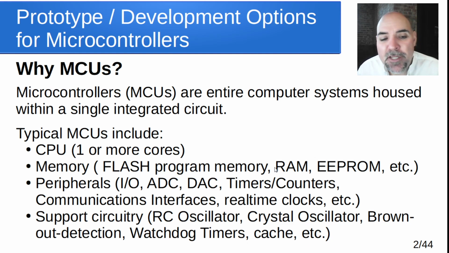Some of them have brownout detection, so as they start to lose power, they can detect that power is being lost and then save their settings or do something to put it in a safe state. And a lot of them have what are called Watchdog Timers. If your code locks up, the Watchdog Timer will expire, and then it can initiate a reset.